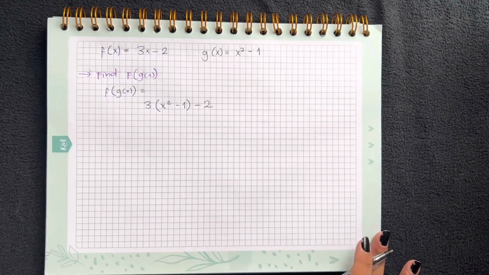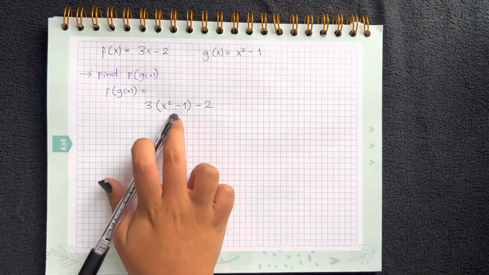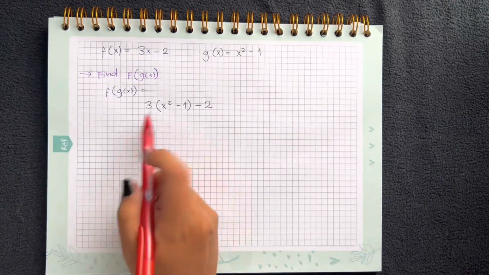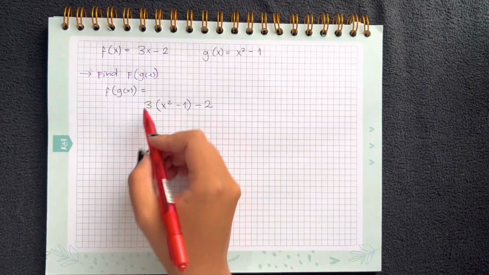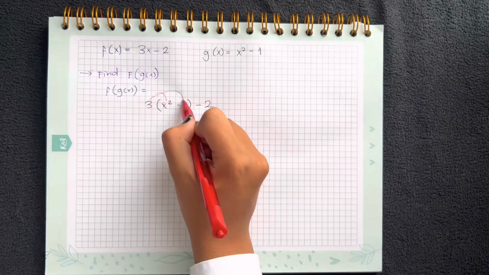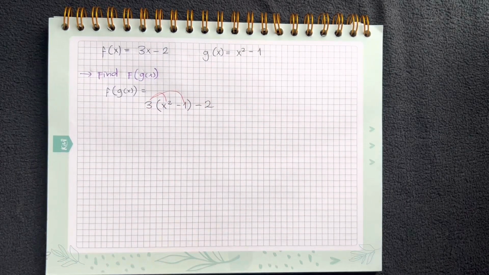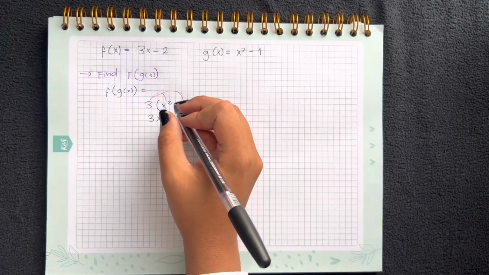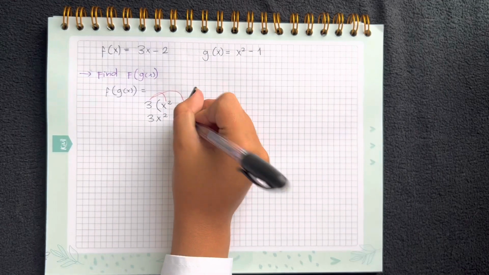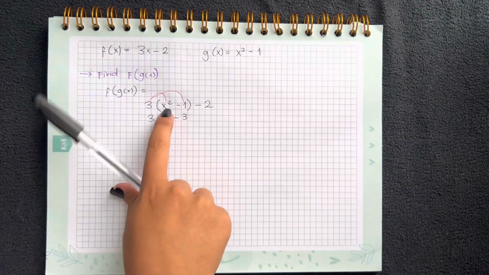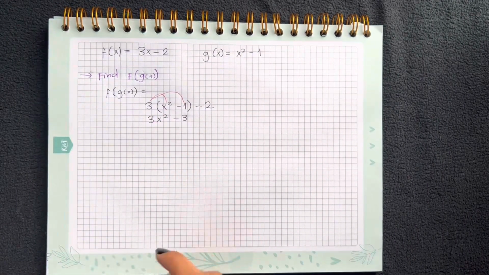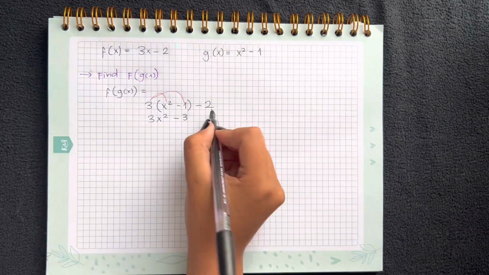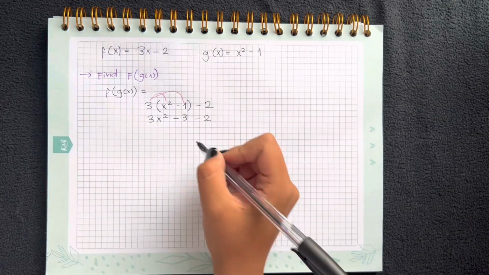The next step we're going to follow is to solve this parenthesis. Remember that this number is going to be multiplied by this and by this. So we have basically 3x squared minus 3, remember 3 times this and 3 times 1, which is 3, and then what is remaining, minus 2.